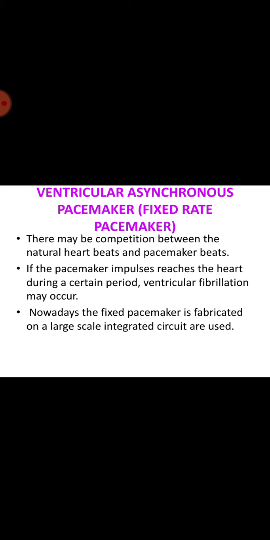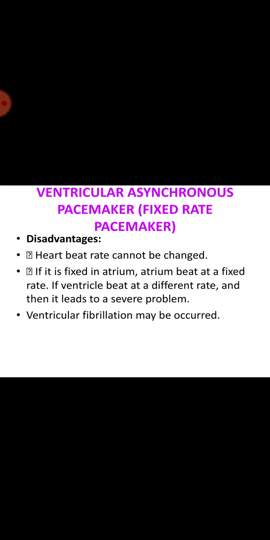Now let us discuss the disadvantages of the ventricular asynchronous pacemaker. In this pacemaker there may be a competition between the natural heartbeats and the pacemaker beats. If the pacemaker impulses reach the heart during a certain period, ventricular fibrillation may occur. Nowadays the fixed rate pacemaker is fabricated on large scale integrated circuits. The disadvantages of this fixed rate pacemaker are that the heartbeat cannot be changed. If it is fixed in the atrium to beat at a fixed rate, and the ventricle beats at a different rate, it leads to severe problems. Ventricular fibrillation may occur.